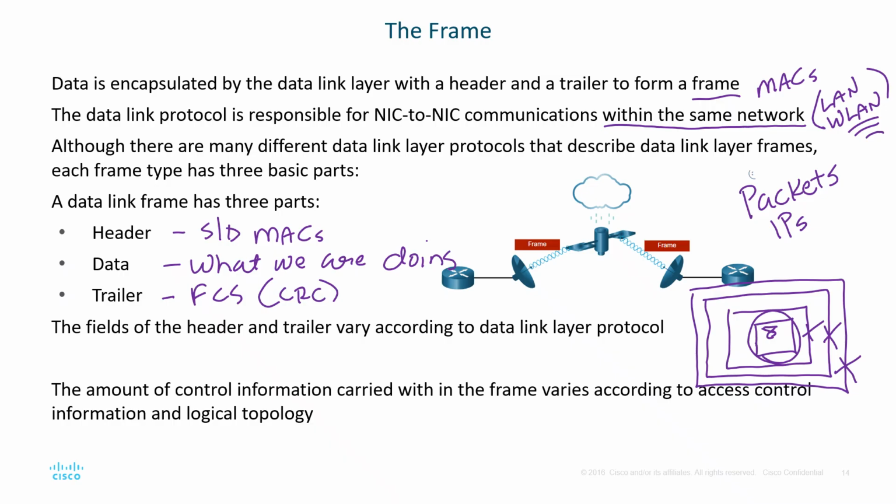The packet refers to everything together as being sent. That is correct. And then the frame is just at the data link layer. So it's inside of that. Or it's a piece. The data is inside of all of that. Right, yes, but a frame is a smaller piece of the packet. Correct. So the fields of the header and trailer vary again according to data link layer protocols. The amount of control information carried within the frame varies according to access control information and logical topologies.